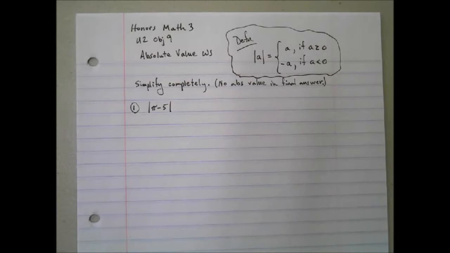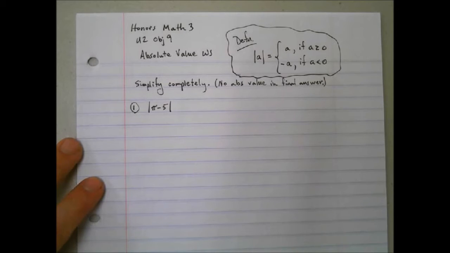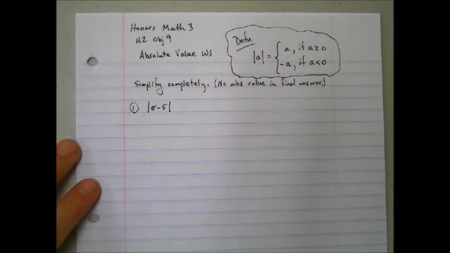Okay, this is objective 9 for unit 2. It's the last objective. We are dealing with absolute value. Now, we've been dealing with absolute value already for a little while. We are simplifying things that are in an absolute value, and as we simplify, we need to be able to get rid of the absolute value signs and then simplify it as much as we can.